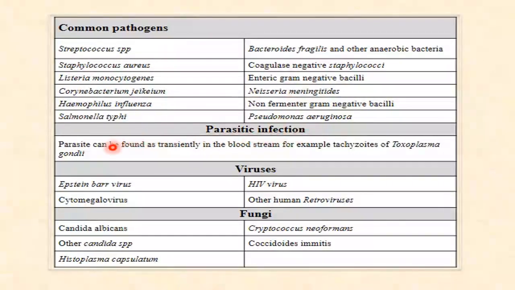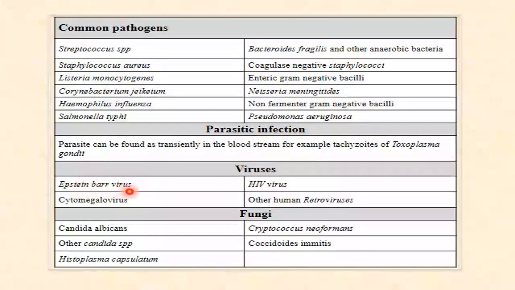As for parasitic infection, parasites can be found transiently in the bloodstream. For example, the tachyzoites of Toxoplasma gondii, the causative agent of toxoplasmosis, are found transiently in the blood. Thus, the blood specimen is not the specimen of choice for molecular diagnosis to extract and amplify the target gene from the human genome, because the parasite is found in the blood only transiently.